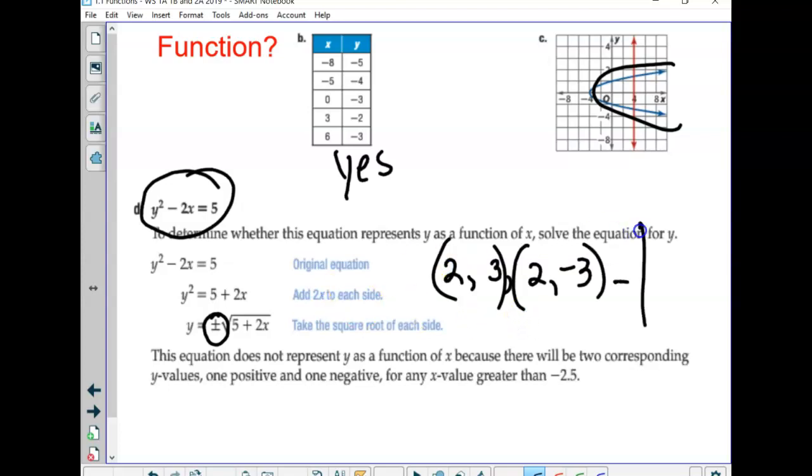The graph would look like this, up here. It's actually not quite like that, but anyway. It's a sideways parabola. Okay, this equation does not represent a function because there will be two corresponding y values, one positive and one negative, for the same x value. So the x is assigned to two different y values.